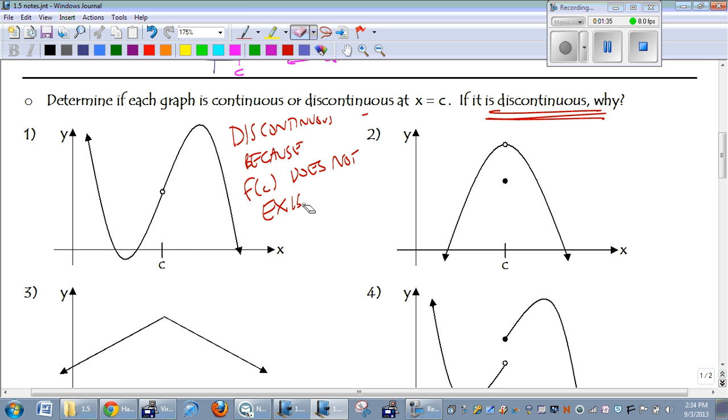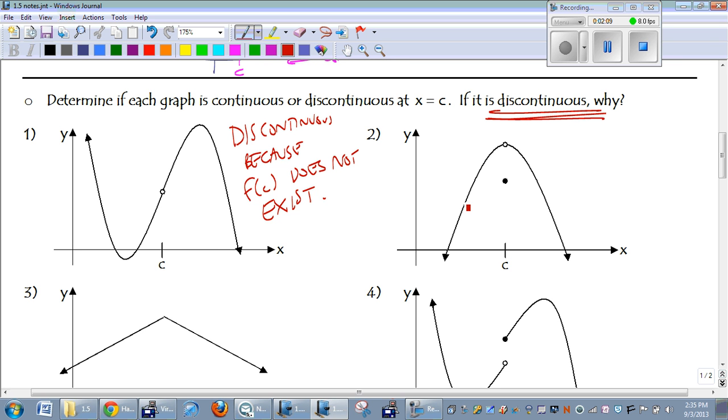And I know some of you out there are asking, can I just say there's a hole? No. I want you to get in the habit of being a little more specific and elaborate when you're writing things, be a little bit more mathematical, because in the AP test, for your response, you need to get used to explaining yourself mathematically. So here, it's discontinuous because f of c does not exist. We don't have to continue on with those three conditions. As long as one of them is not met, that means it's not continuous.